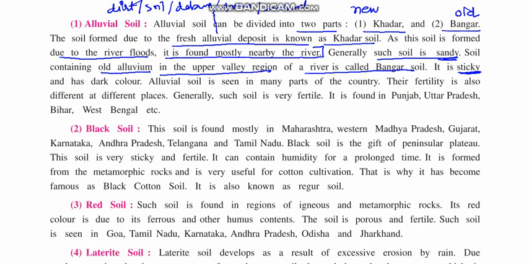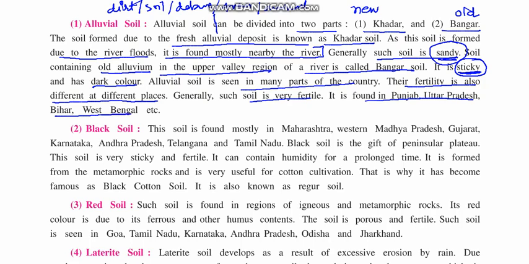When you go near a river bed, you can see that the soil near the river will be sandy, while away from it will usually be sticky. It has a darker color also, as it is a mature soil. Alluvial soil is seen in many parts of the country. Their fertility is also different at different places, and they are considered one of the most fertile soils. It is found in Punjab, Uttar Pradesh, Bihar, West Bengal, etc. So these are the places where alluvial soil is found.